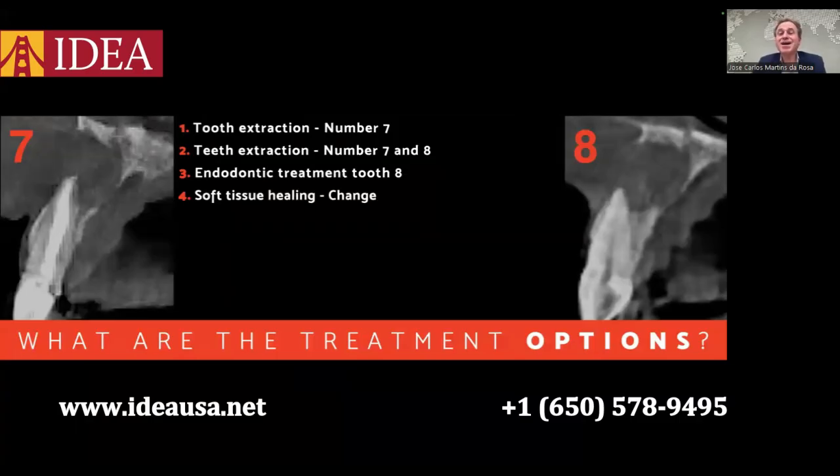Soft tissue healing: if we extract only one single tooth, number 7, or number 7 and 8, where is the soft tissue going to stop? We will expect a huge change in the gingival architecture position. And which way to go? Am I able to perform this surgery using a flapless procedure, or do I need to raise the flap?